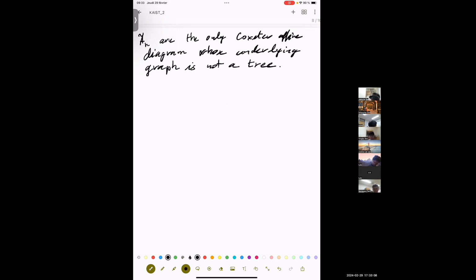Okay, so there is another proposition. I won't give the proof of this one. I just state it. It's not complicated. It's from DGKLM also.